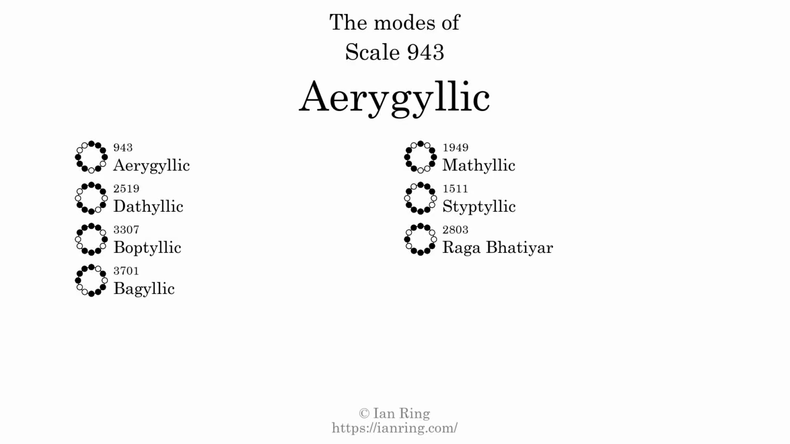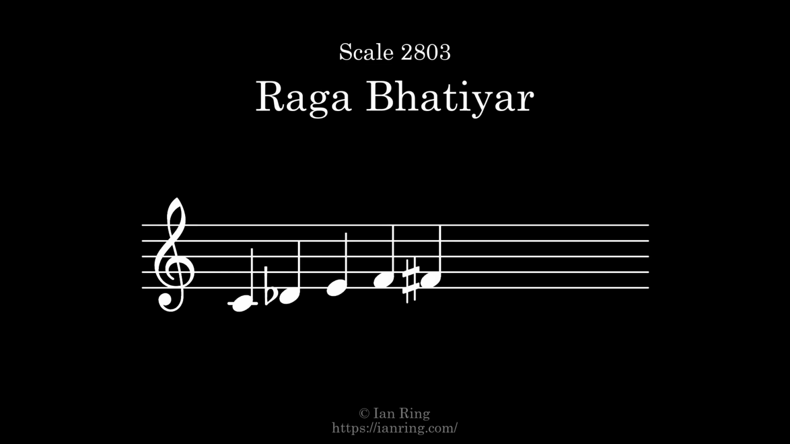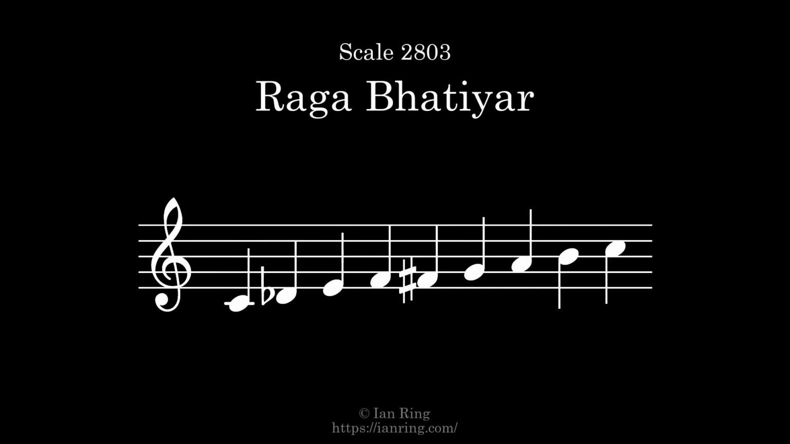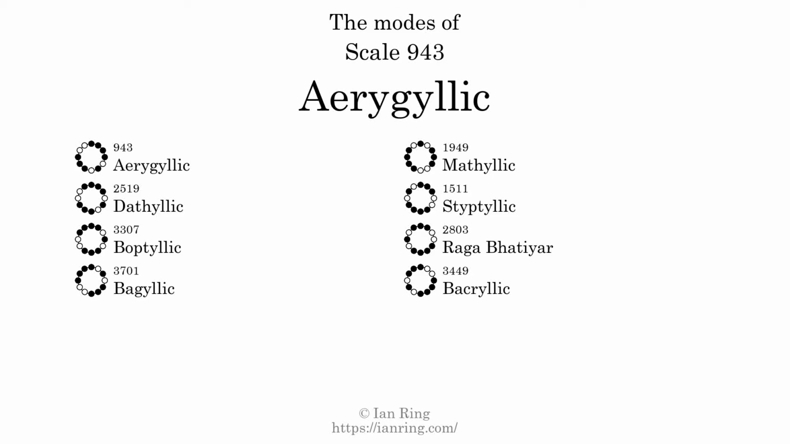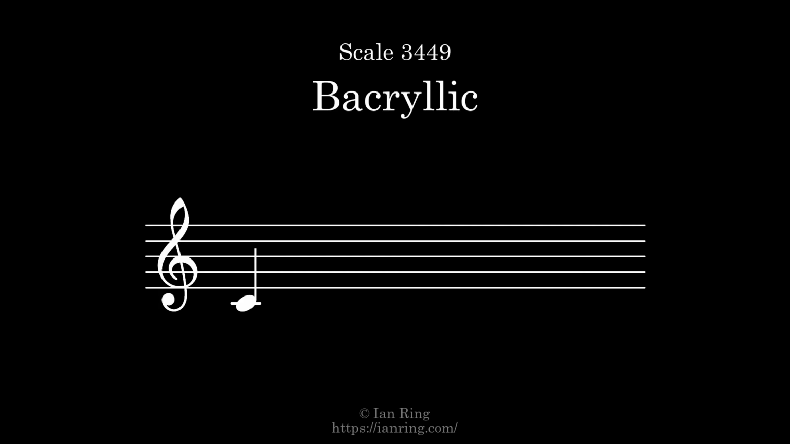The seventh mode is scale 2803, also known as Aerygyllic. It sounds like this. The eighth and last mode is scale 3449, also known as Aerygyllic. It sounds like this.